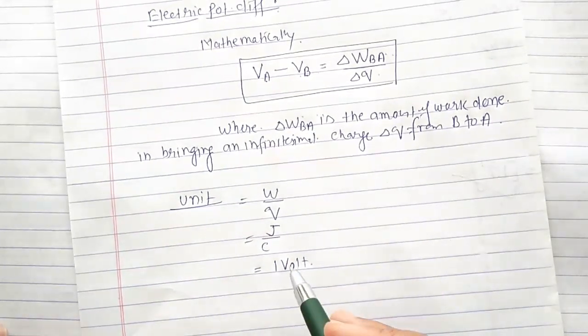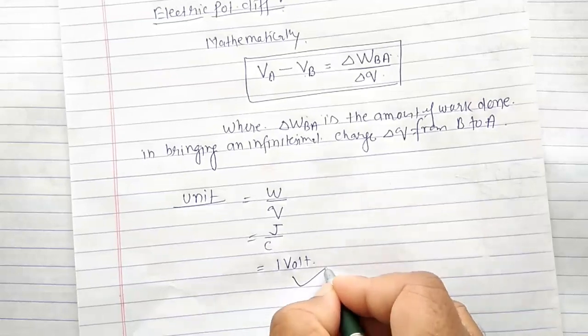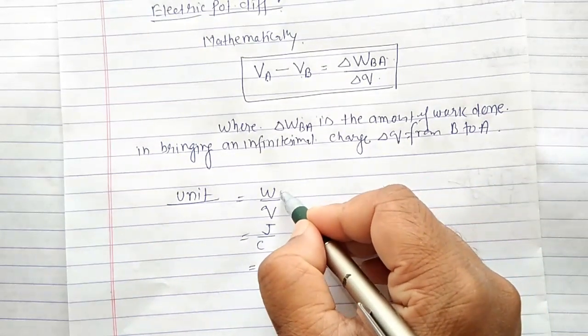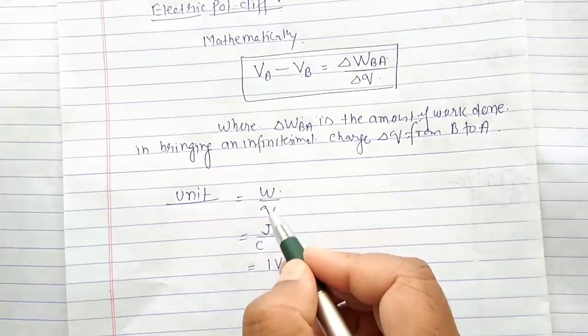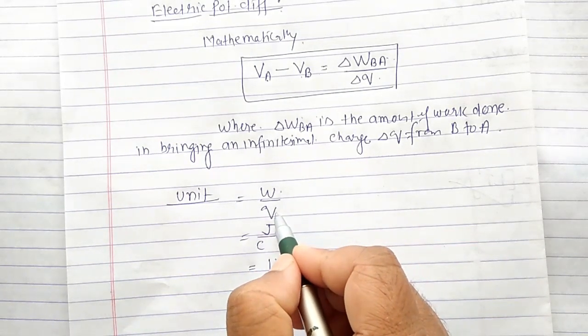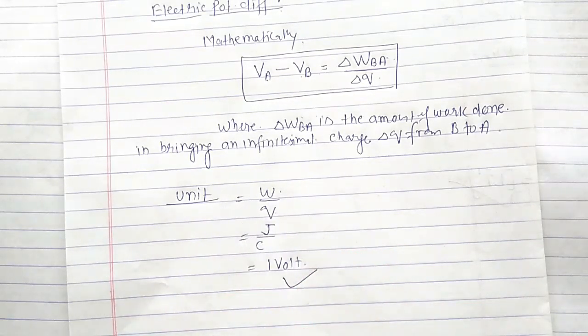So now we may define the electrostatic potential difference between 2 points as 1 volt if 1 joule of work is done to bring a positive unit charge of 1 coulomb without acceleration from one point to another point in the region of the electric field.